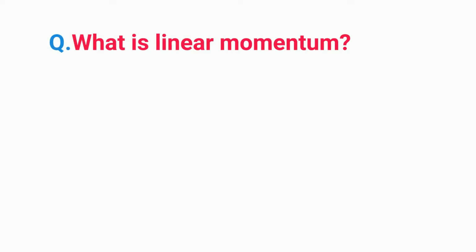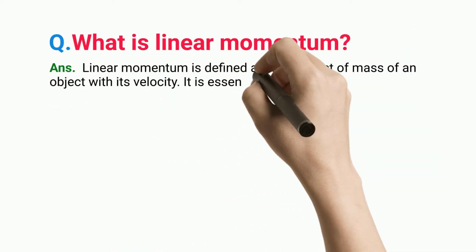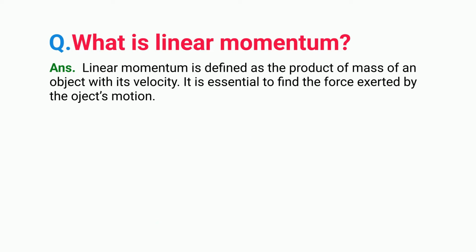What is linear momentum? Linear momentum is defined as the product of mass of an object with its velocity. It is essential to find the force exerted by the object's motion.